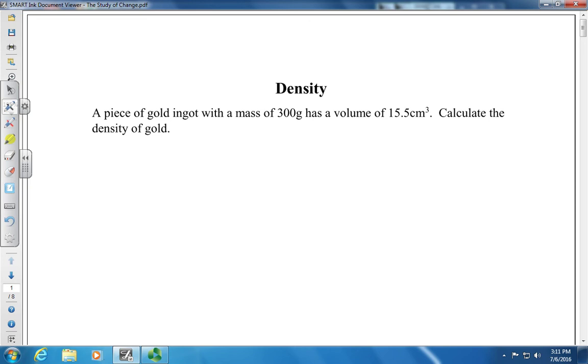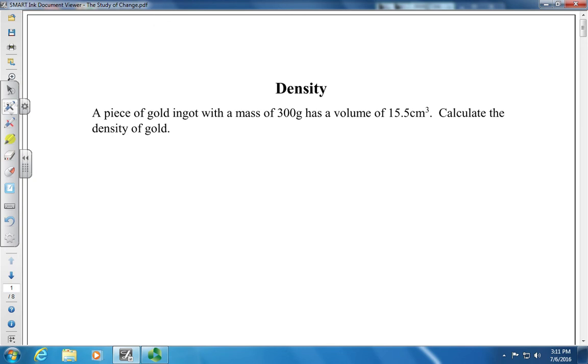So what is density? Well, density is an intrinsic property that is specific to a given substance. And regardless of the substance's mass or volume, it will have the same density at a specific temperature. So iron will always have a certain density regardless of how much iron you have. But today we're going to talk about gold.